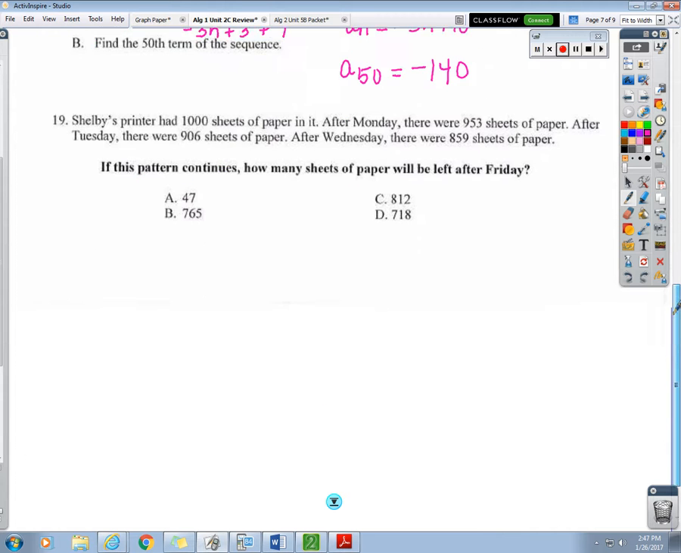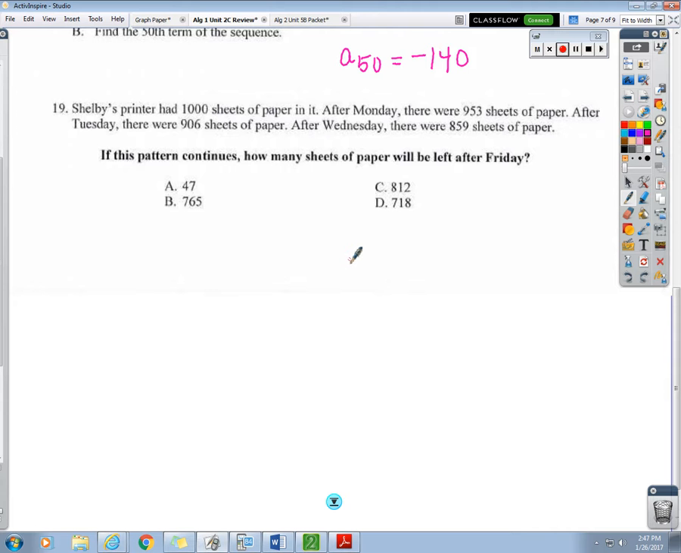Alright, number 19. Shelby's printer had 1,000 sheets of paper in it. After Monday, there were 953, so I'm just going to start creating this list. After Tuesday, there were 906. After Wednesday, there were 859. So after Thursday, there would be 812, because yes, they're going down by 47, and then after Friday there would be 765.